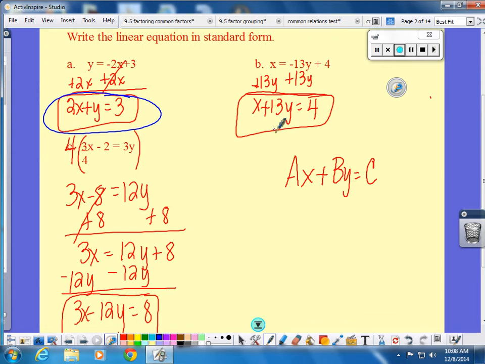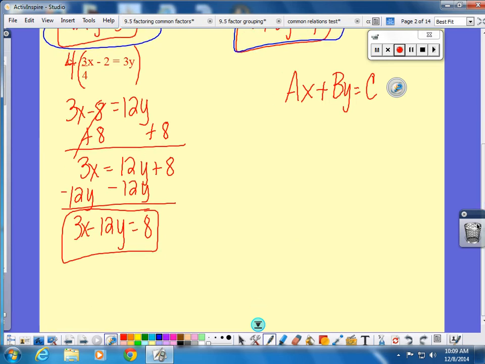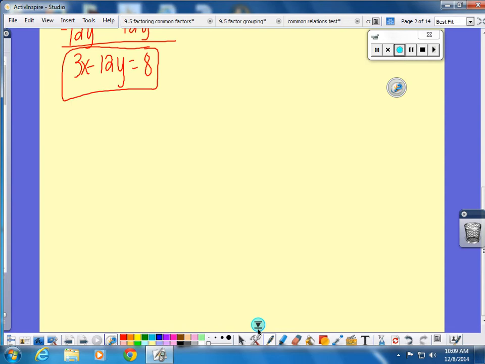Alright, let's look at this problem right here. A, B, C. What is A? 1. Good, it's understood to be a 1. What is B? 13. Now I've got like 4 people telling me the answer. Are they the only ones that know the answer? I hope not. What's C? 4. Alright, moving on down to this last one. I've got it in standard form. What's A? 3. B? Negative 12. And what's C? 8. Those signs go with the terms, okay?